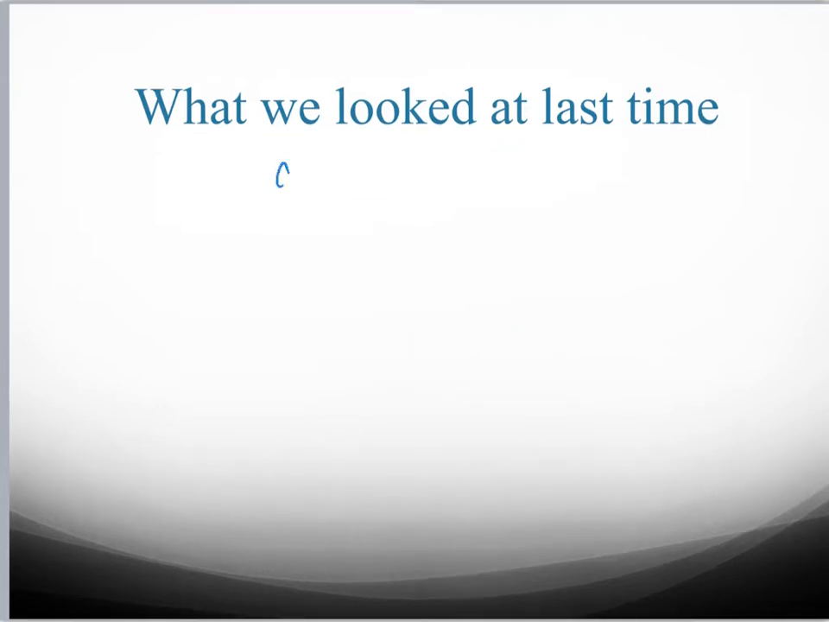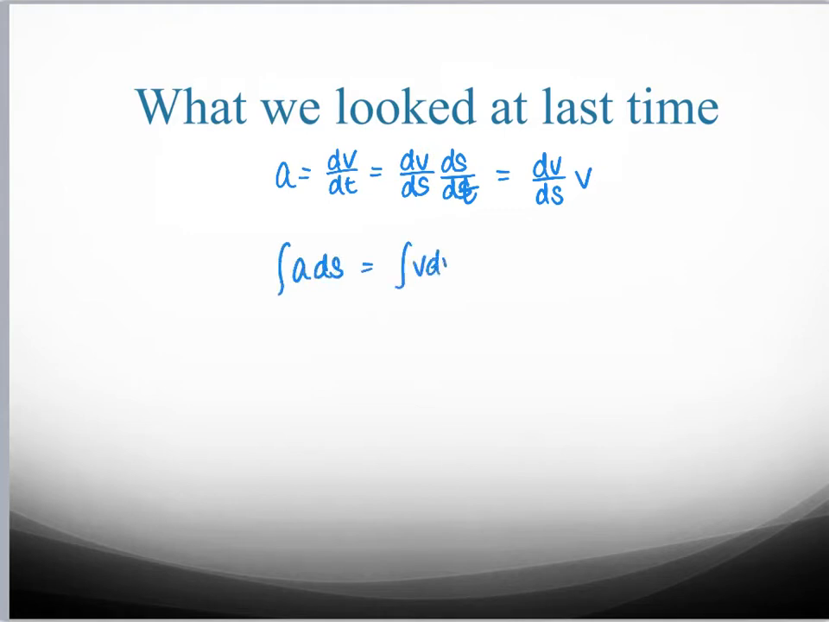The other thing that we did is we realized that we could rewrite the definition of acceleration using the chain rule. And what we're doing there is a change of variables so that instead of writing things in terms of acceleration and time and velocity, we're going to write it in terms of position and velocity. And so, for instance, a ds equals v dv.